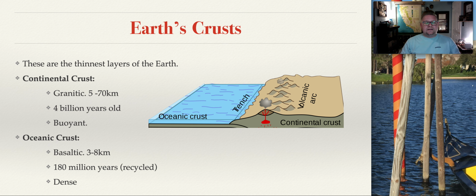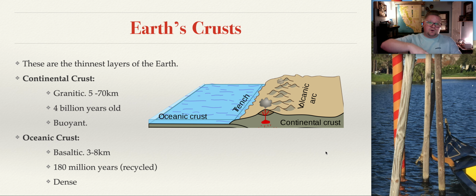So now that we went from bottom to top, let's go from top to bottom. We'll take you through each one of these pieces. The first part is Earth's crusts. We have two: oceanic and continental. These are some of the thinnest layers that we have within our slice of the Earth. We find that the continental crust, again, is granitic. It's between 5 and 70 kilometers in depth. It just depends on the region.